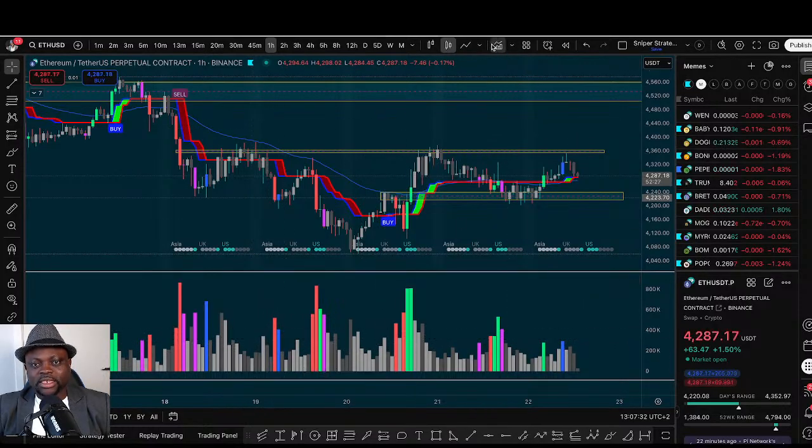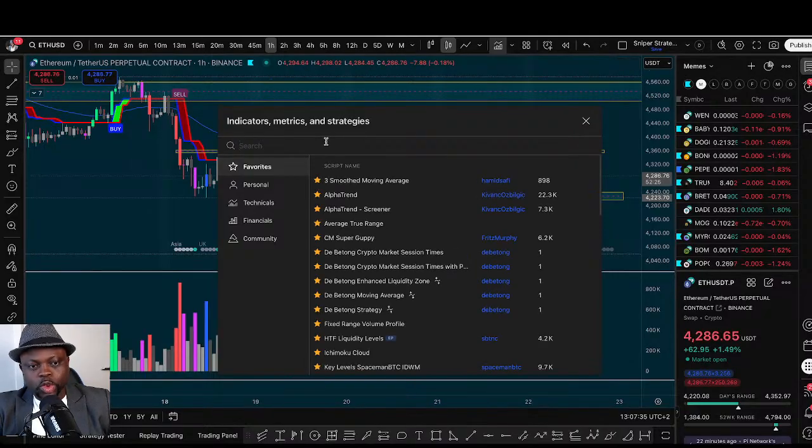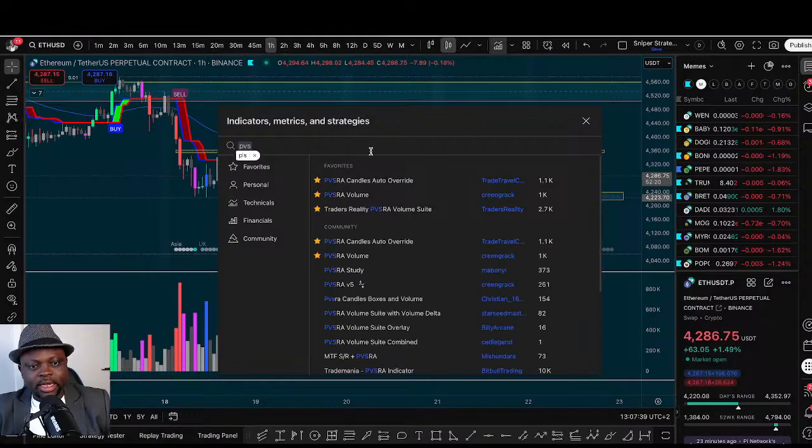You can get it. This is PVSRA. Go to your indicator tab. Search for PVSRA, the PVSRA candle by Traders Reality, PVSRA volume. So this one here with 2.7K. Click on that. You don't have to do anything.